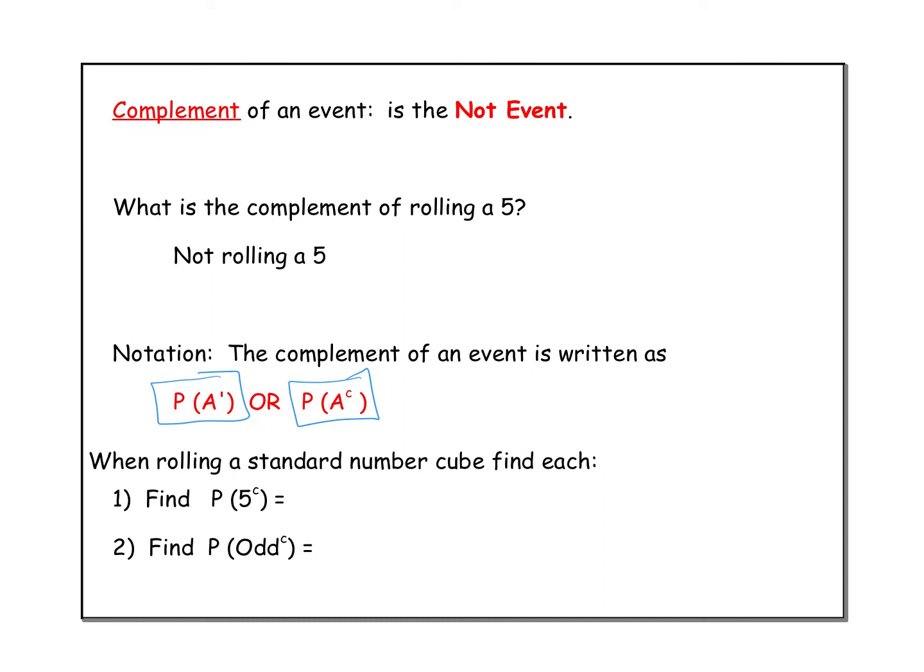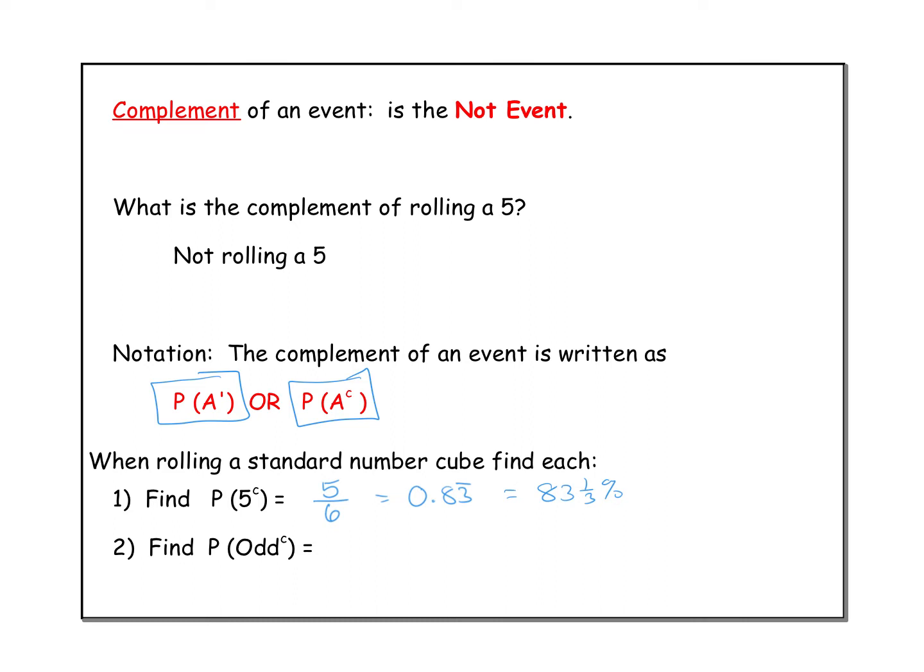So when rolling a standard number cube, find each. The probability of the complement of a 5. What would that be? Tell your neighbor. Yes, there are 5 sides that are not 5 out of 6 total. So it is 5/6. Now, you can write probabilities as a fraction, or you could put it as a decimal, or as a percent, which is 83 1/3%. Normally you don't have the decimal within the percent, you change it to a fraction.